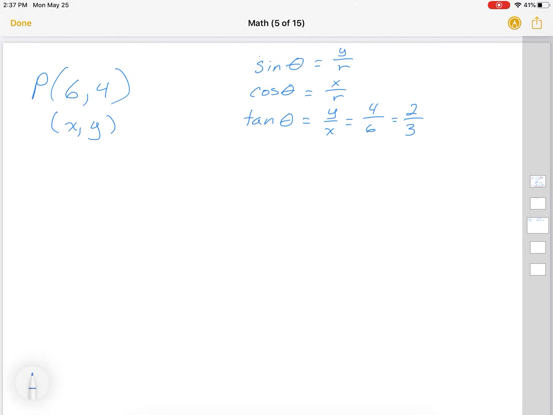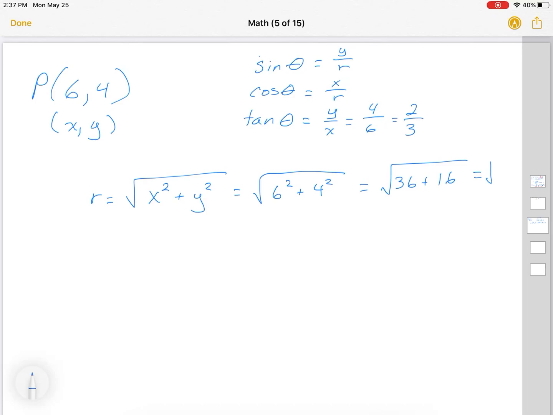Now for sine and cos, however, I've got to find r. So r is equal to square root of x squared plus y squared. X squared is 6 squared plus y squared, which is 4 squared. So that's 36 plus 16, which is root 52. 36 plus 16 equals 52.